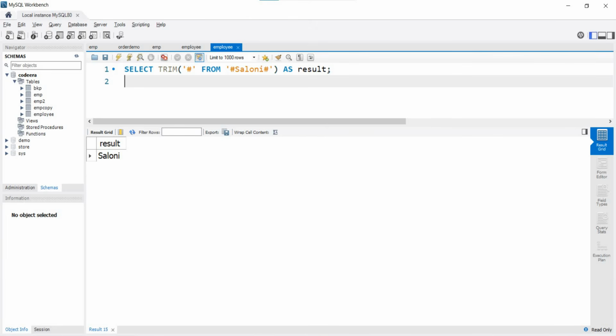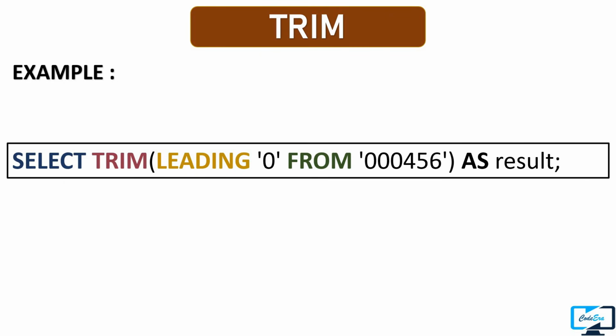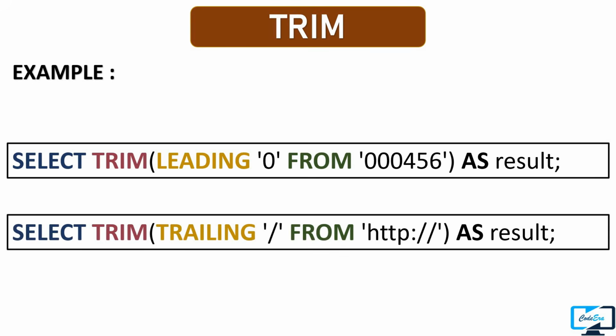And here we have one more use case of the trim function, that if you want to remove only leading character from a string, then you have to write the leading keyword, something like this. And likewise, to remove the trailing character, you have to write the trailing keyword with the trim function. So try to execute this query and let me know the output in the comment section.